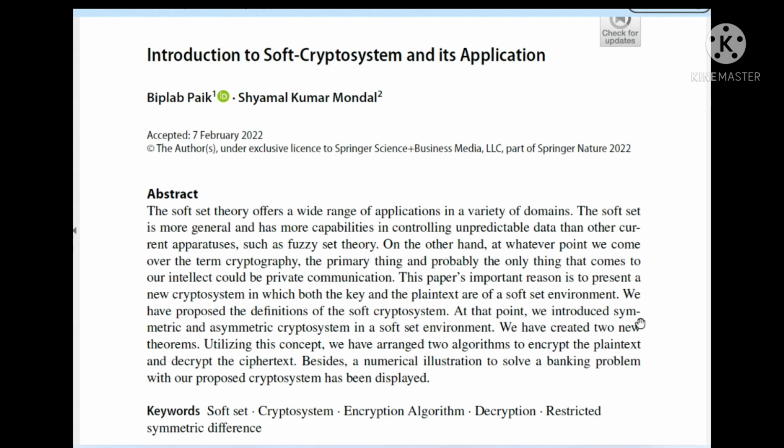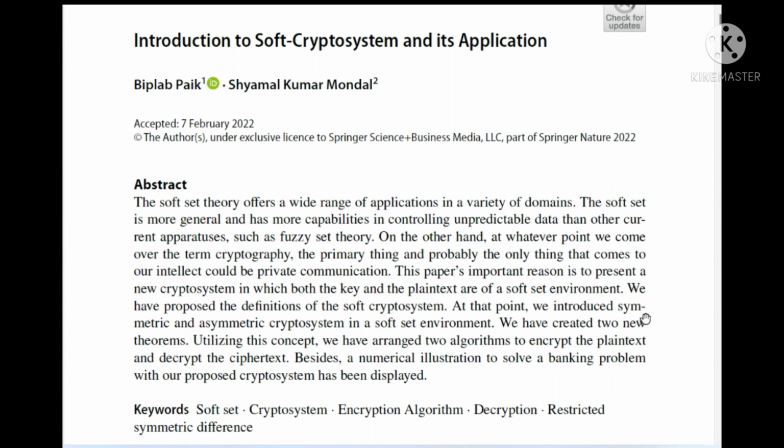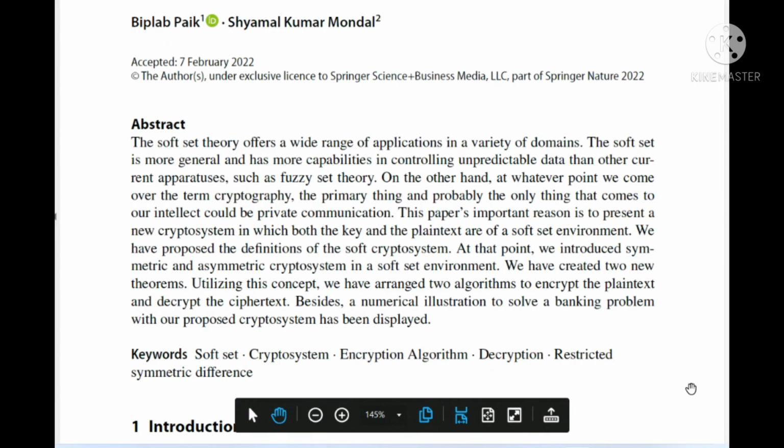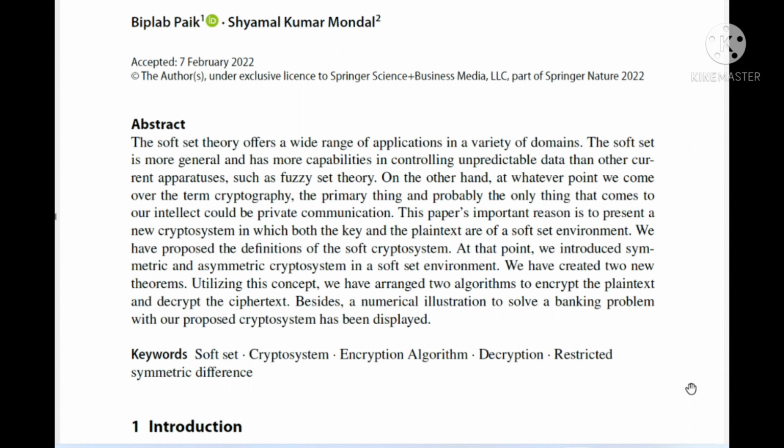This paper's important purpose is to present a new crypto system in which both the key and the plain text are of a soft set environment. We have proposed the definitions of the soft crypto system. Then, we introduced symmetric and asymmetric crypto systems in a soft set environment. We have created two new theorems. Utilizing this concept, we have arranged two algorithms to encrypt the plaintext and decrypt the ciphertext. Besides, a numerical illustration to solve a banking problem with our proposed crypto system has been displayed. The keywords are soft set, crypto system, encryption algorithm, decryption, restricted symmetric difference.